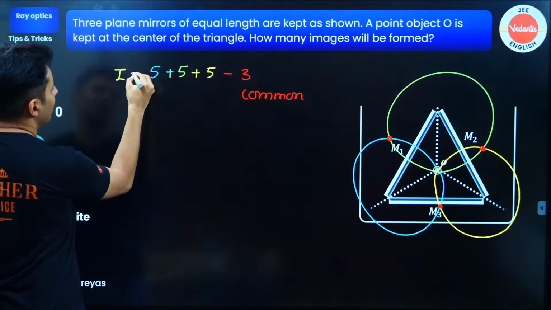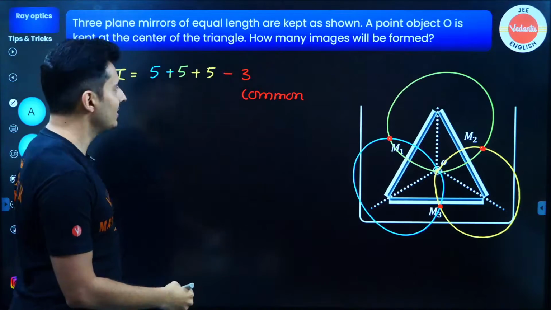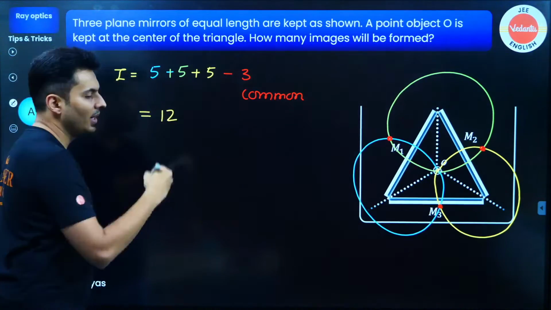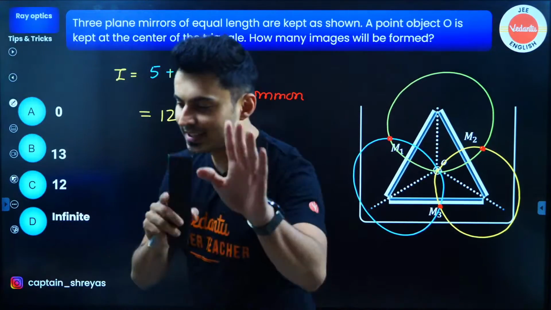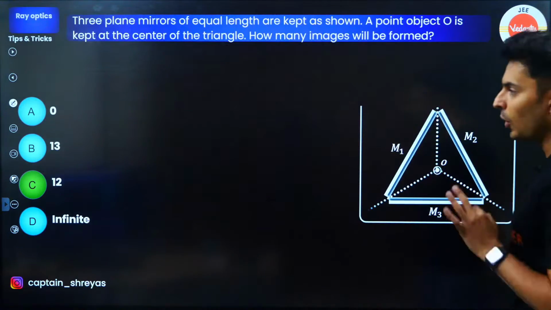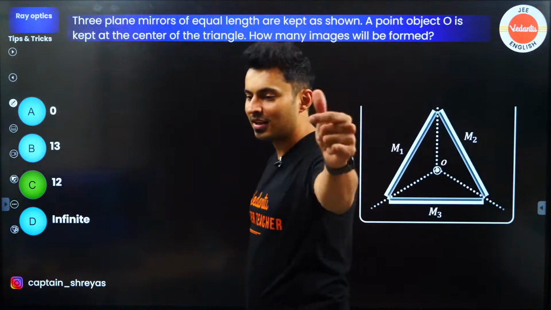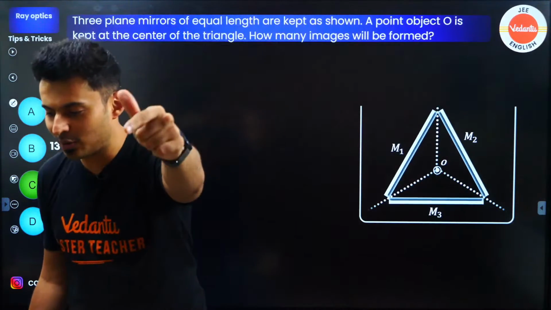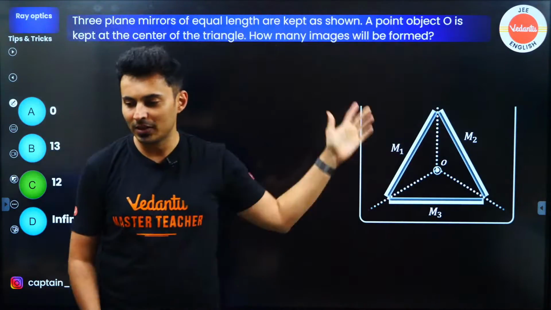Hence the total number of images will be 15 minus 3, which is nothing but 12. Hence option C is the correct answer. Correcto. That is the correct answer.